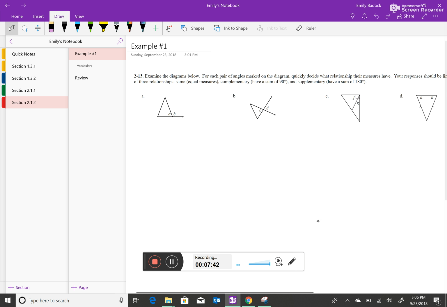If we're looking at the relationship between angle A and B, those obviously form 180 degrees, which means they are supplementary. C and D, those are what we just reviewed. Those are vertex angles, which means they are the same. F and G are 90-degree angles, obviously. They have the little box there, which means they add up to 90, so they are complementary.